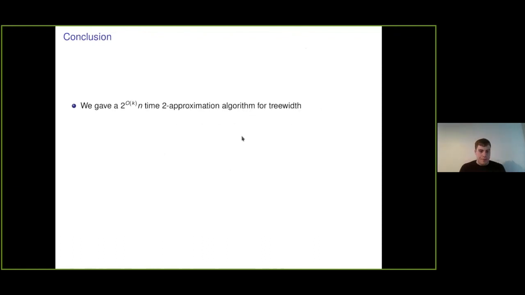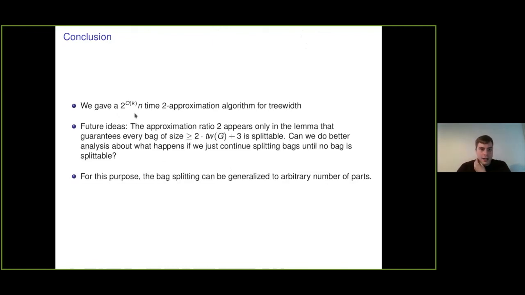So to conclude, we gave a single exponential time in k and linear in n time 2-approximation algorithm for treewidth. I don't yet have too much to say about future directions, but one possible idea is this: we have this approximation ratio 2, and it appears only in the lemma that guarantees that every bag of this size is splittable.